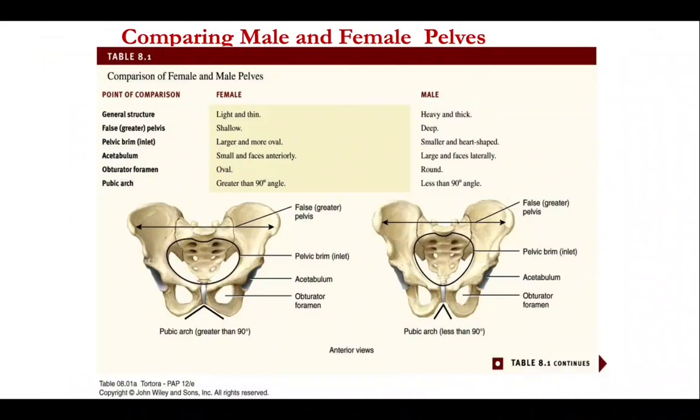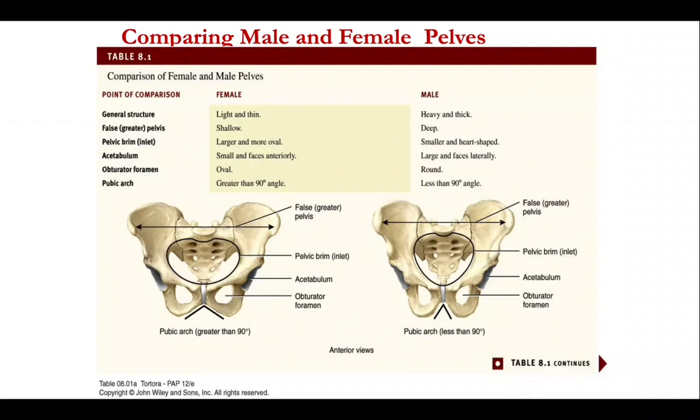So male and female pelvis is going to have different shapes. If you take a look at them here, on the left you've got the female, on the right you've got the male. In general, in the female, it's going to be light and thin. In the male, it's heavier and thick. The false pelvis is shallow in a female but deep in a male. The pelvic brim is larger and more oval in a female. It's smaller and heart-shaped in a male. The acetabulum is small and faces anteriorly in the female. In the male, it's larger and faces more laterally.